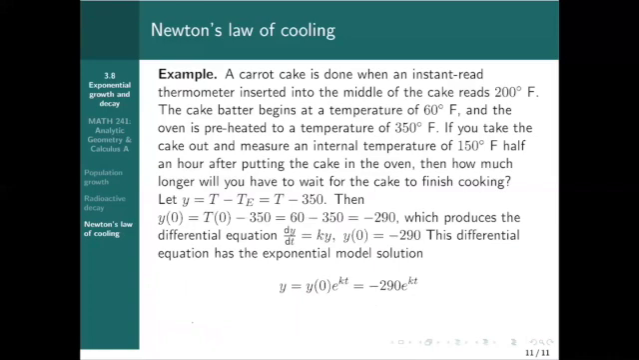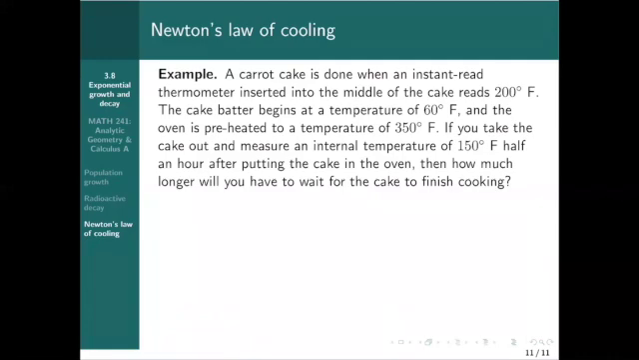Y equals y of 0 times e raised to kt is equal to that. Now we need to find k to give the equation of the solution to the problem. So to give k, we are first going to consider that y of t is equal to minus 290 times e raised to kt. And we're also going to consider the information that you take the cake out of the oven half an hour after putting the cake in the oven, and you measure the temperature of 150 degrees Fahrenheit.